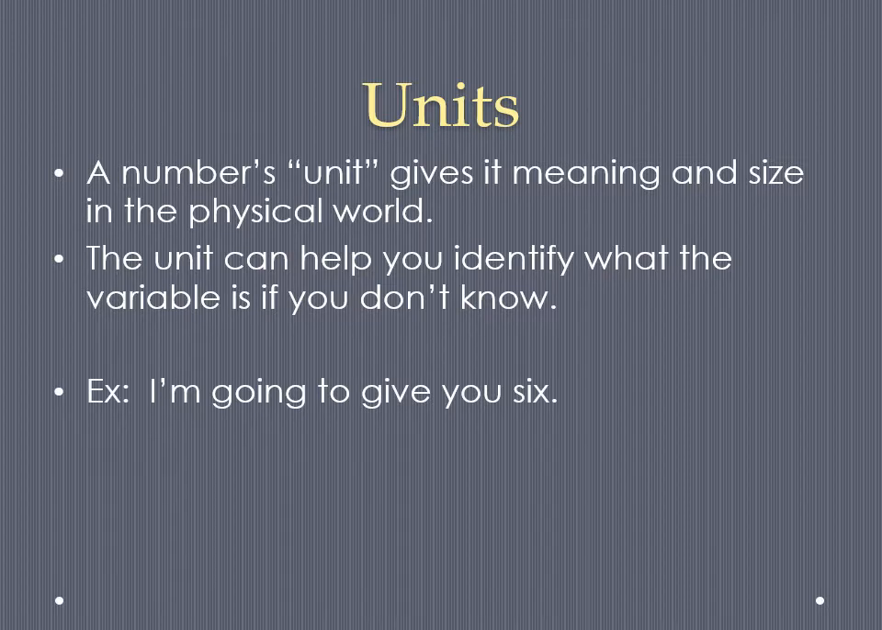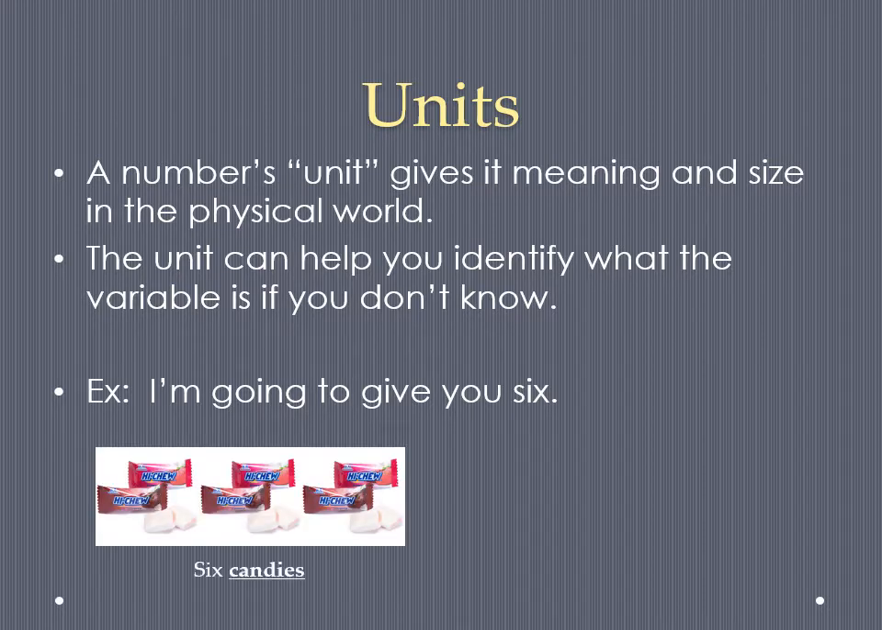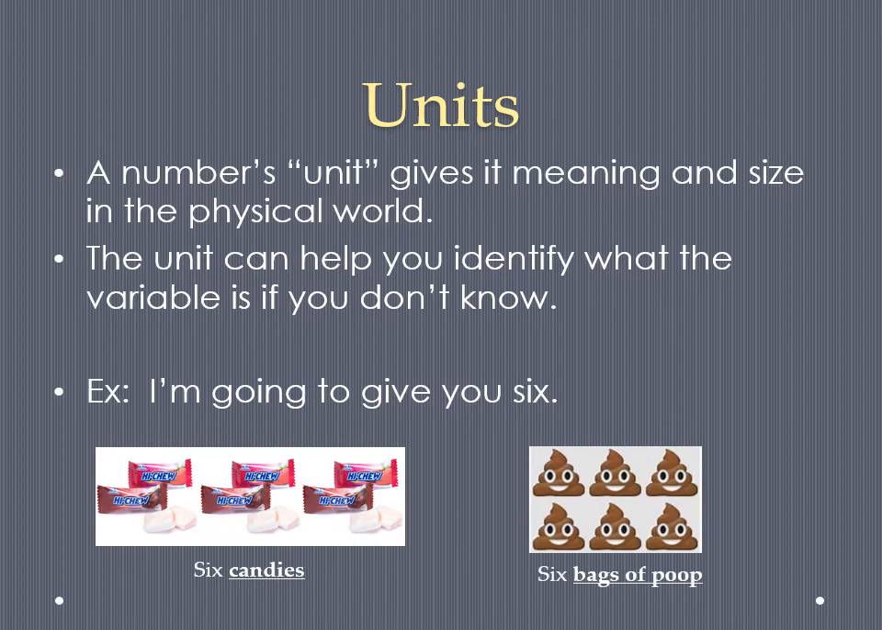For example, if you read the sentence, I'm going to give you 6, you hopefully are asking 6 what? That what is going to be the variable. Maybe I'm going to give you 6 candies. That would be great. So candies would be the variable, and it tells me how much and what I'm actually going to be giving you. Of course, I could have been referring to 6 bags of poop, which would be a little bit less desirable. So the unit is crucial. It changes everything about the number. The number for both of those examples was 6, but the object and the amount of that object are clarified by the unit.